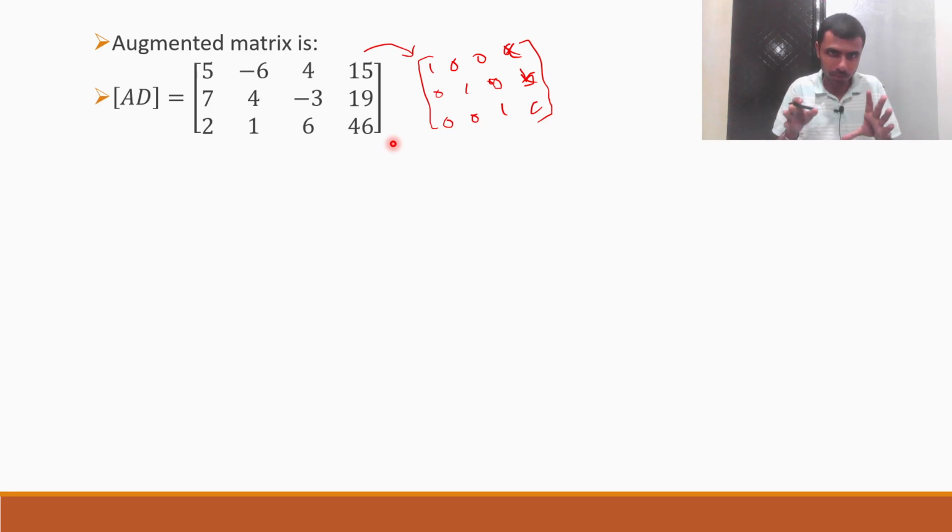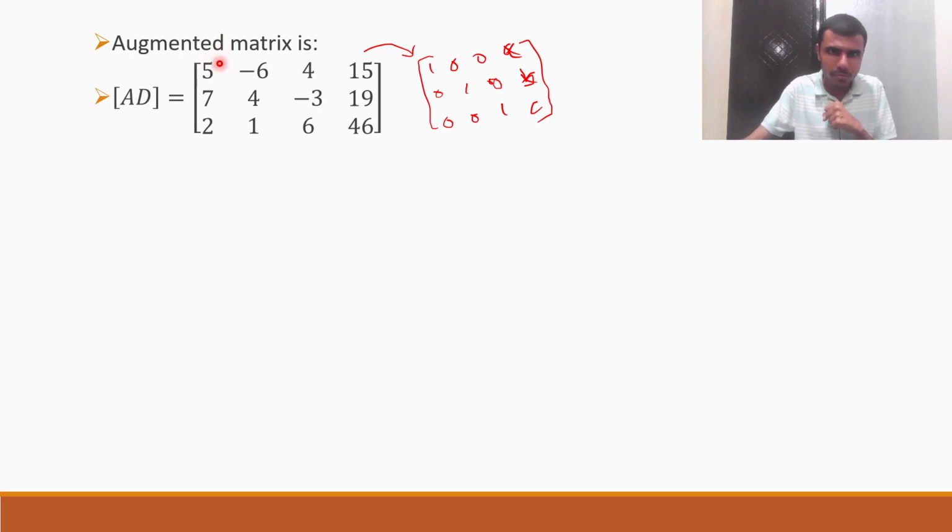Now to start, if you see, I need to get a 1 in the first row, first column. But here what I have, I have a 5. Now how can I make 5 a 1? Listen carefully, how can I make a 5 a 1? I'm going to use the second row. My suggestion is to use the second row. Okay, for this question my suggestion is to use the second row.